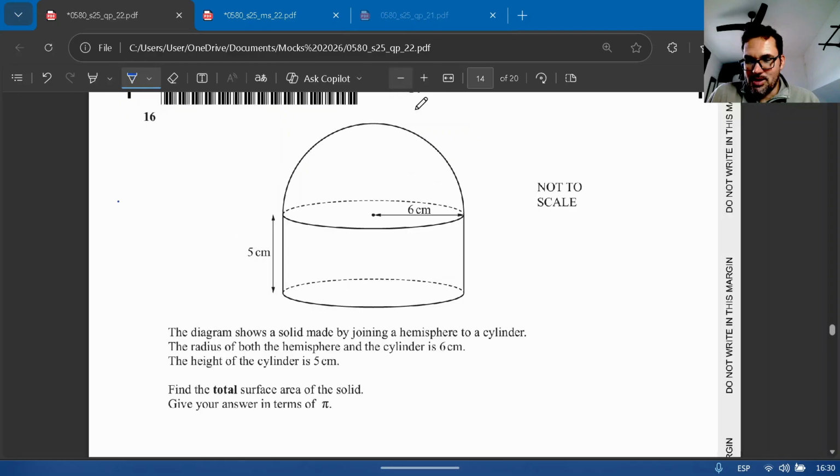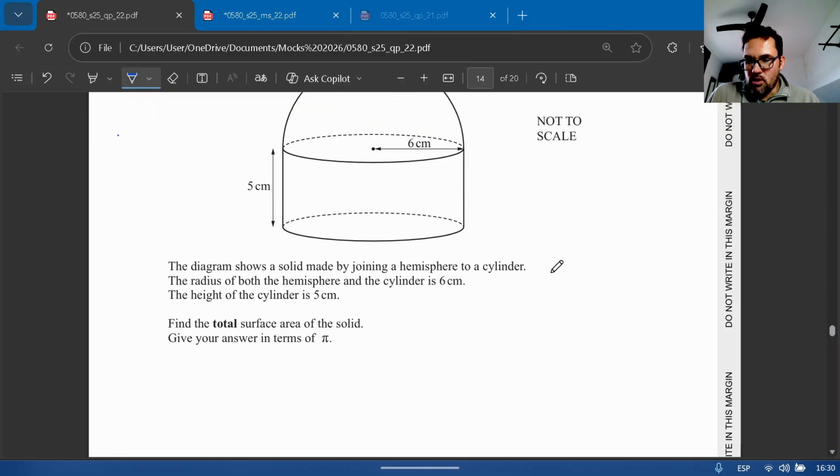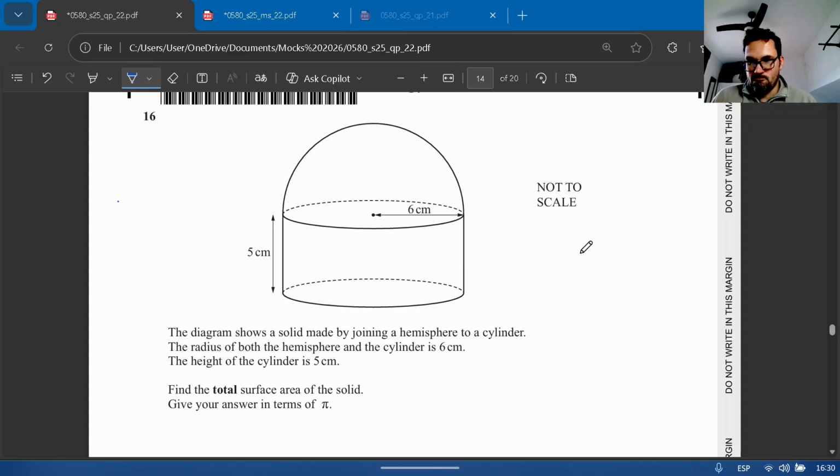On to question 16. Right, let's read all the information very carefully. The diagram shows a solid. Okay, it's not hollow. Made of joining a hemisphere, half a sphere, to a cylinder. All right. The radius of both the cylinder and the hemisphere is 6 centimeters. The height of the cylinder is 5 centimeters. Find the total surface area.